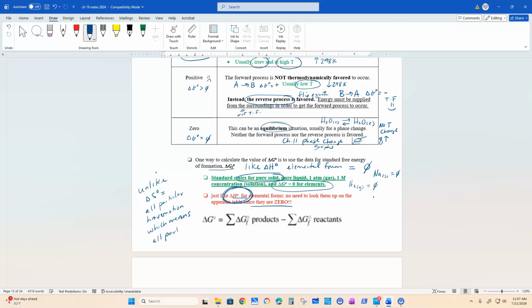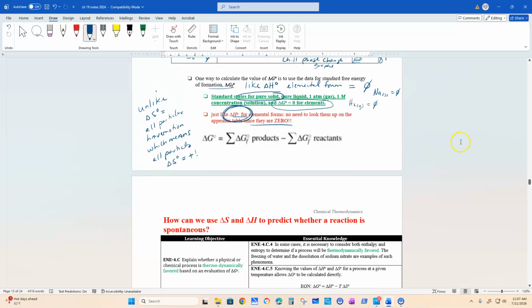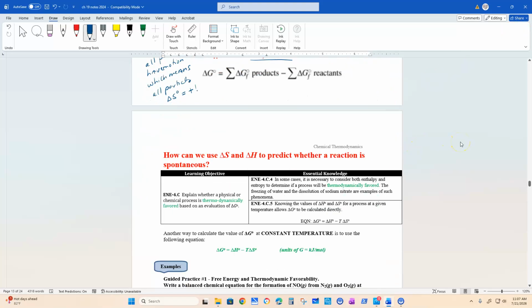All particles have a delta S value, whether it's a very high value or low value, that's what we have to determine. So products minus reactants, and let's be careful not only with states of matter, but beware of coefficients. I don't think we need to beat this one too much to death.